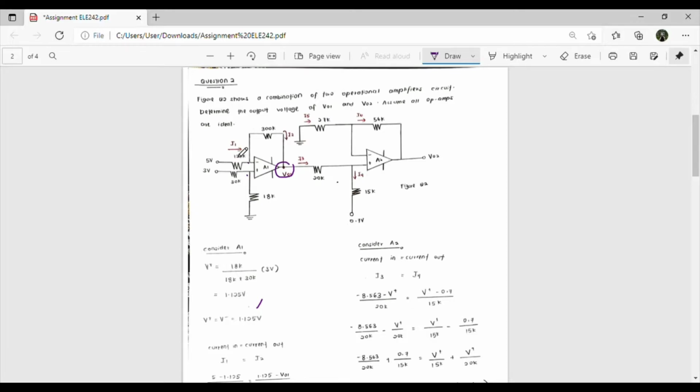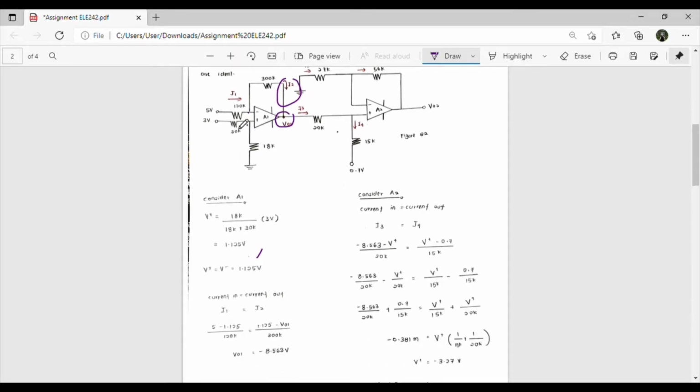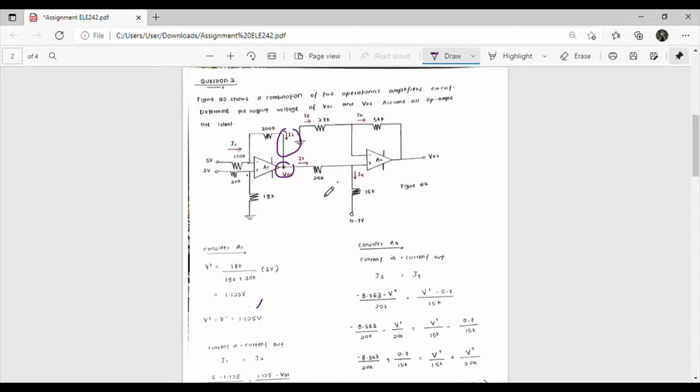So I1 equals I2. Here is I2. So I1 is 5 minus 1.125 volt divided by 120k, and then 1.125 minus V01 divided by 300k. After that we get V01 equal to negative 8.563 volts. After we get that V01 value, we consider A2.